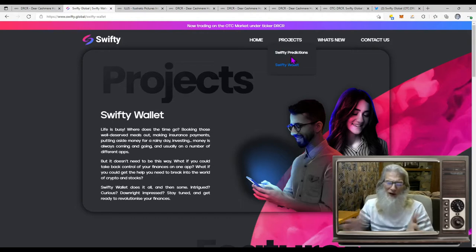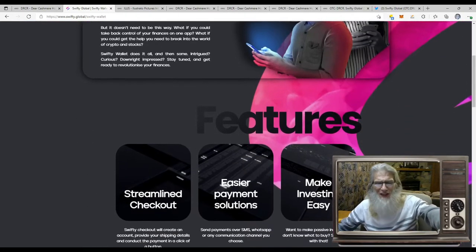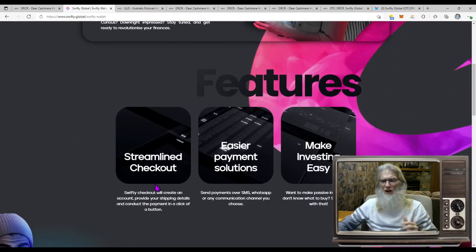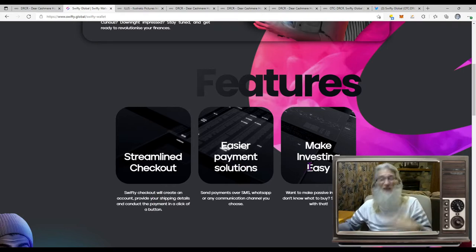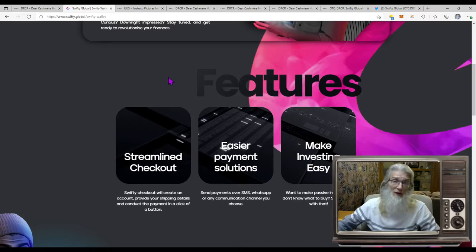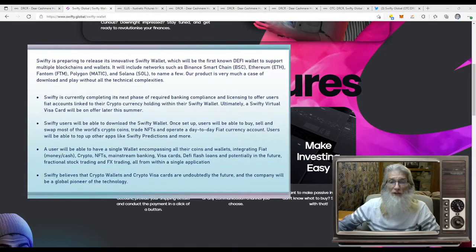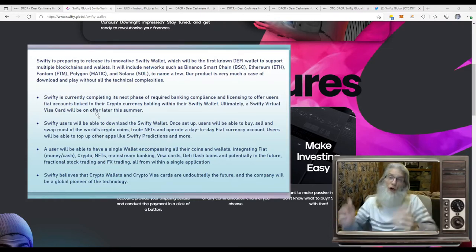Now, they really don't give us a lot of specific information here. It's pretty general. It gives you an idea that they work with streamlined checkout, easier payment solutions and options, making your investments easy, but there was more to it than all that. So what I did is I went and got a whole bunch of sentences out of their own press releases, and I thought that would explain it better than their website did.